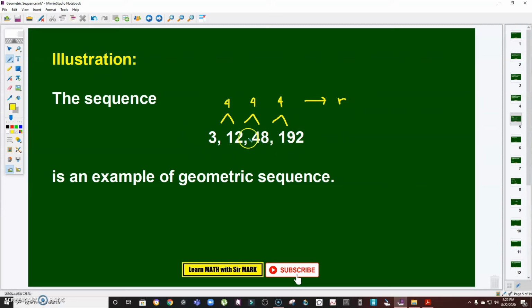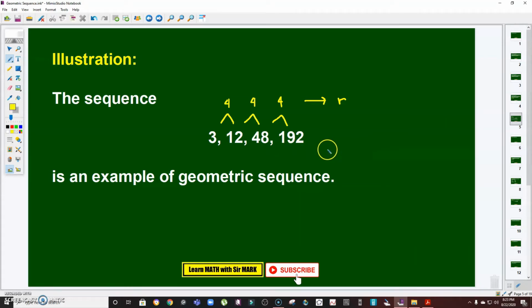Okay, from the definition, the second term is produced after the first is multiplied by the fixed constant, or the common ratio. See that? 3 times 4 will give us 12. Similarly, the third term is produced after the preceding term, which is the second term, 12. Multiply it by 4, the result will be 48. Same thing goes for 192. 48 times 4, the result will become 192. So again, these are the first 4 terms of the geometric sequence.